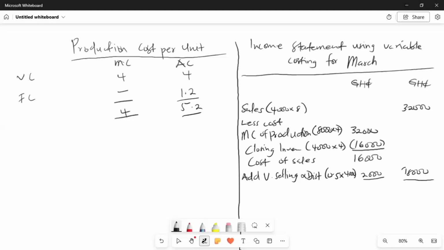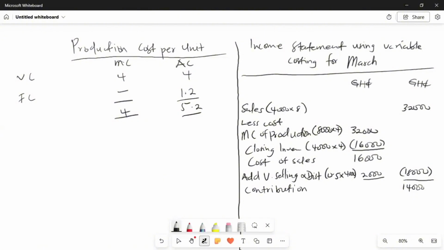So now we less this from our sales. When we less 18,000 from 32,000, we are going to get 14,000. And 14,000 will be our contribution.